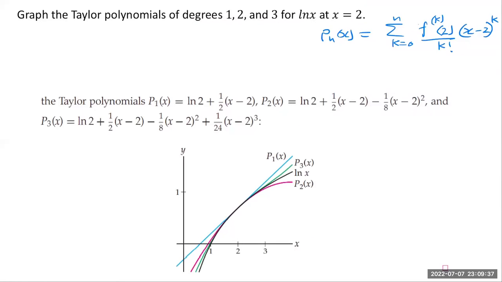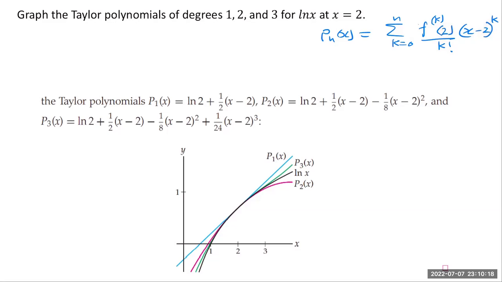Next I want to go over this example. Graph the Taylor polynomials of degree 1, 2, and 3 for ln x at x equal to 2. Notice that by definition, the Taylor polynomial P_n(x) is the sum, k goes from 0 to n, only up to n, because we are talking about a Taylor polynomial, not a Taylor series. So that's going to be f^(k)(2) divided by k factorial times (x minus 2) to the power k. Notice that your x naught in this case is 2, that's why I'm plugging 2 here instead of x naught in the definition.